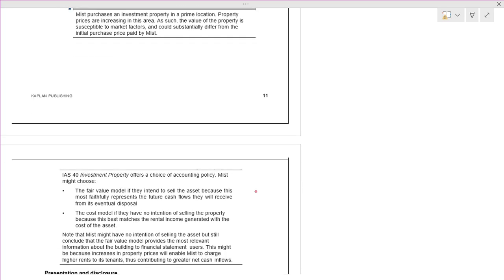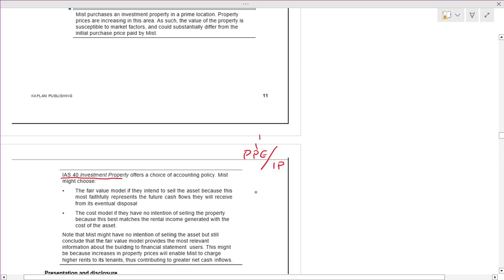Another one. Now you see the thing, you have investment property. Property, plant and equipment is different, and investment property is different. Property, plant and equipment is covered by IAS 16, and investment property by IAS 40.